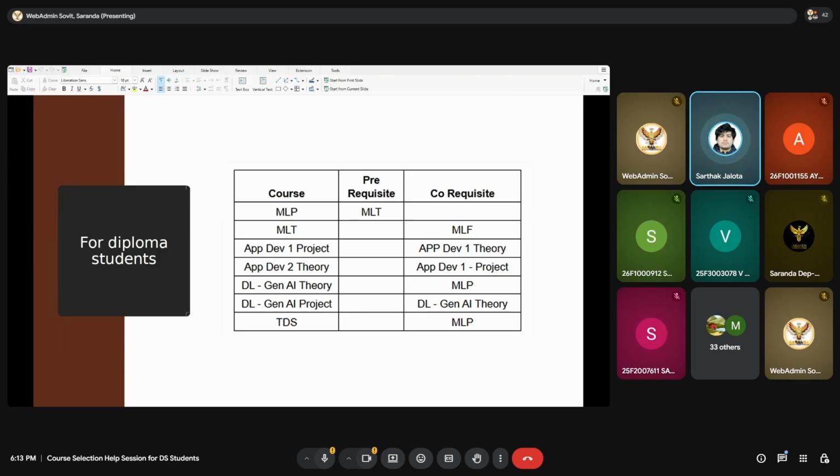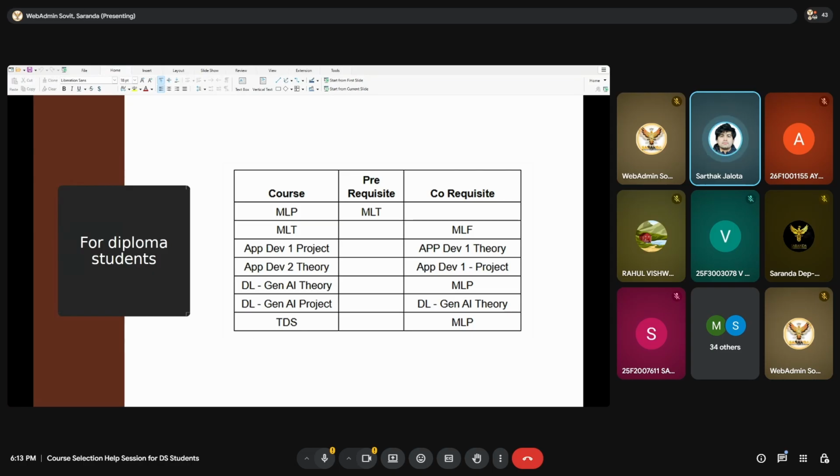So, for example, the first course is MLP, which is machine learning practice, and the prerequisite here is MLT, machine learning techniques. So, you can only take MLP once you have completed MLT. That's a prerequisite. Now, what is a co-requisite? A co-requisite is basically an advice from our team that you only take MLT if you're taking MLF with it. So, MLF should be either completed in the previous term or it should be taken together if you're doing MLT.